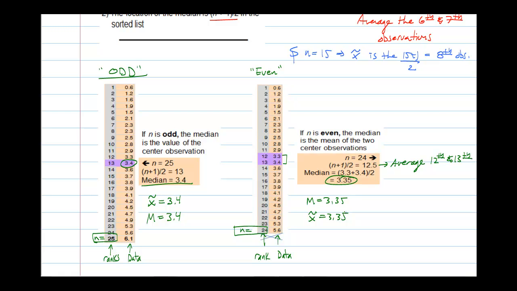So again, it's pretty intuitive. The important thing to remember is order them first before you find the median. Because if you don't order them first, just that random selection that you have there, you may or may not get the median. So remembering to order is so important.